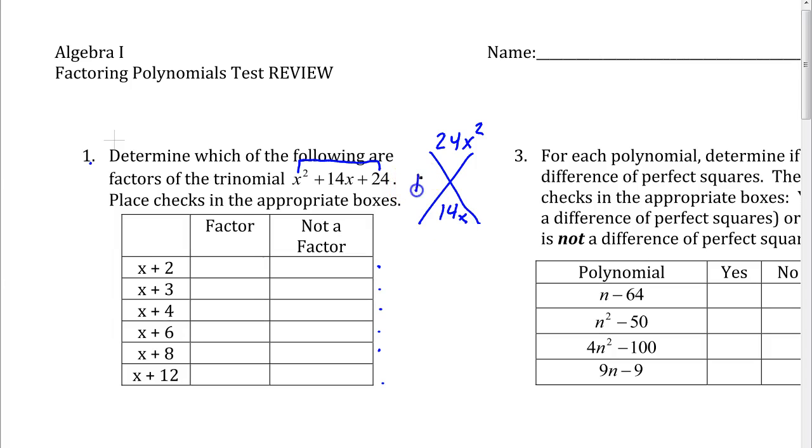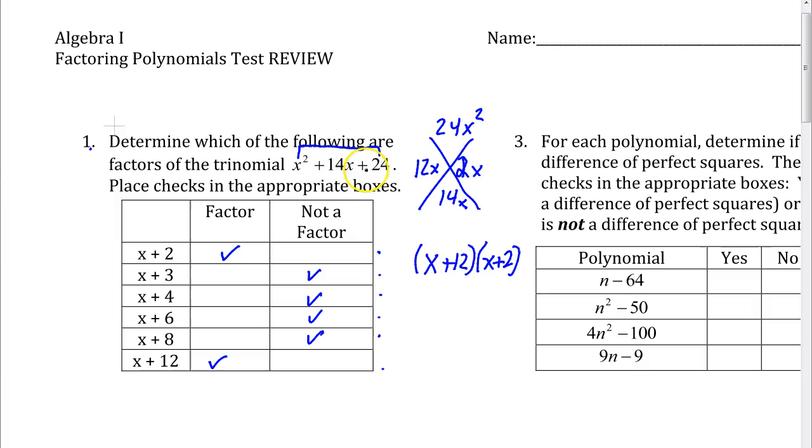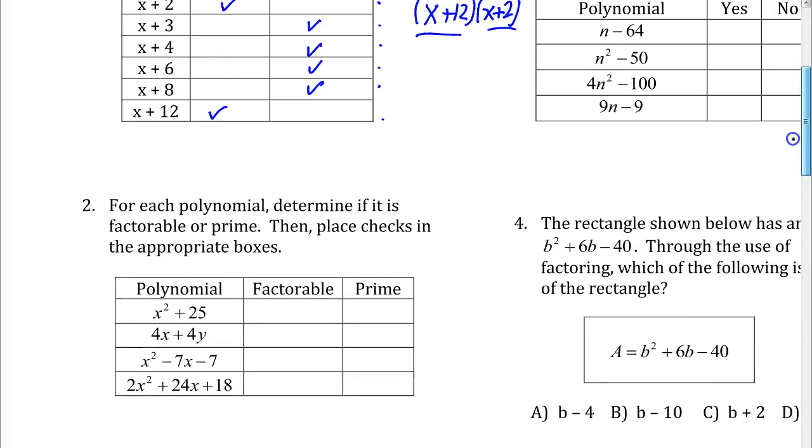Right? And you'll end up with 12x and 2x. 12 times 2 is 24, 12 plus 2 is 14. So once you do all the work, it'll come out to x plus 12, x plus 2, which means we'll put a check into those 2. Those are factors. And then by default, the rest are not factors. And that's all. So even though there's a lot of words in a big table, if you see something that can be factored, just do that first and you'll see which are going to be on the list.